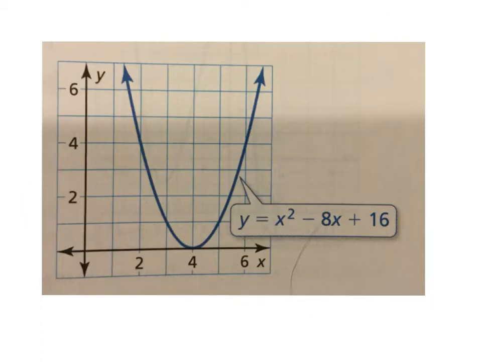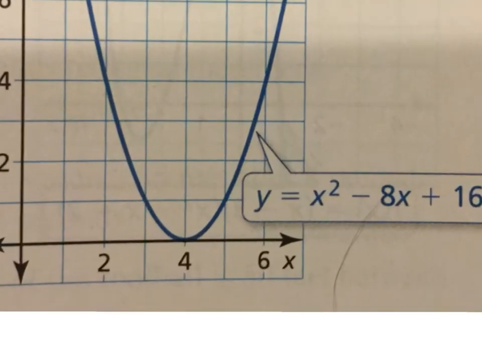Okay, so let's look at this one. How many times does this graph right here touch the x-axis? One time. You can see it touches the x-axis right here. So how many solutions does this one have? Just one, and the solution is x equals 4. Only one solution because it only touches the x-axis one time.